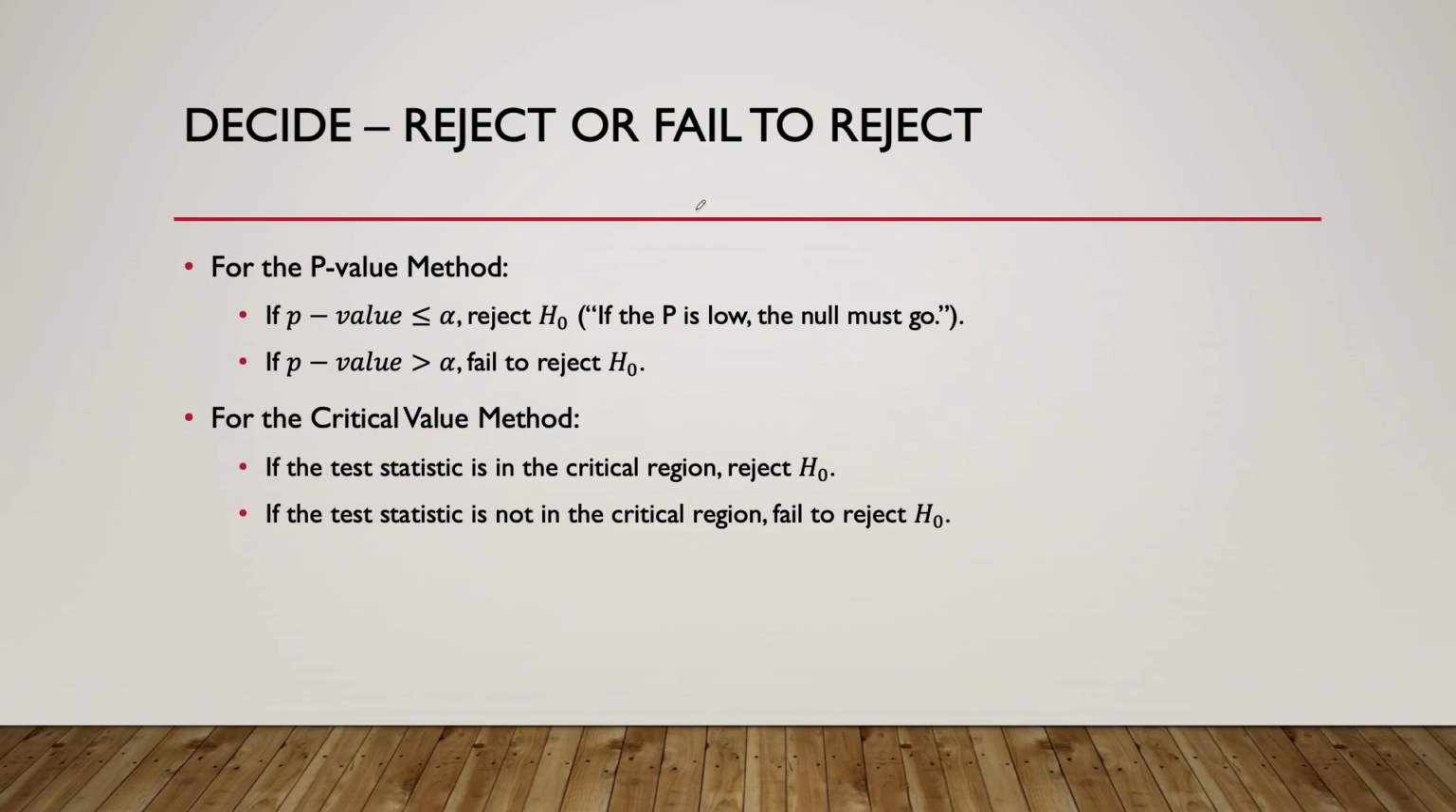You make a decision to reject or fail to reject the null hypothesis. For the p-value method, if the p-value is less than or equal to alpha, we reject the null hypothesis. So if the p is low, the null must go. If the p-value is greater than alpha, you fail to reject the null hypothesis. For the critical value method, if the test statistic is in the critical region, reject the null hypothesis. If the test statistic is not in the critical region, fail to reject the null hypothesis.